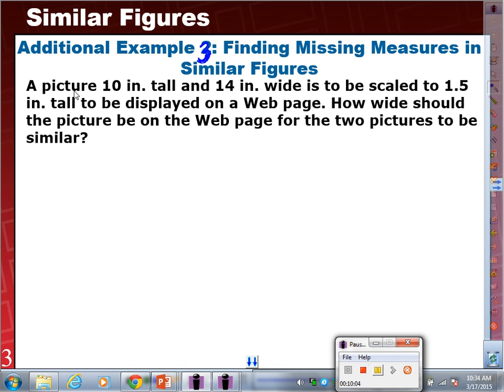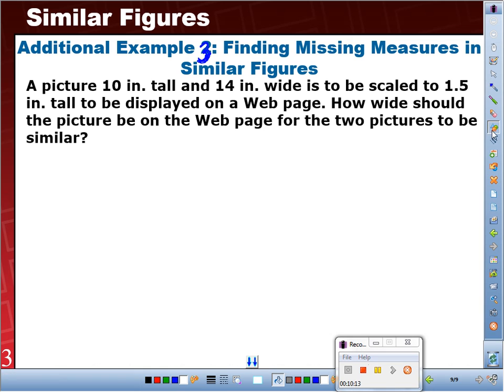All right, here we go. So that we can get the picture. See what I did right there? Because it says a picture 10 inches tall and 14 inches wide is to be scaled 1.5 inches tall to be displayed on the web page. How wide should the picture be on the web page for the two pictures to be similar? Okay, all right, check this out.